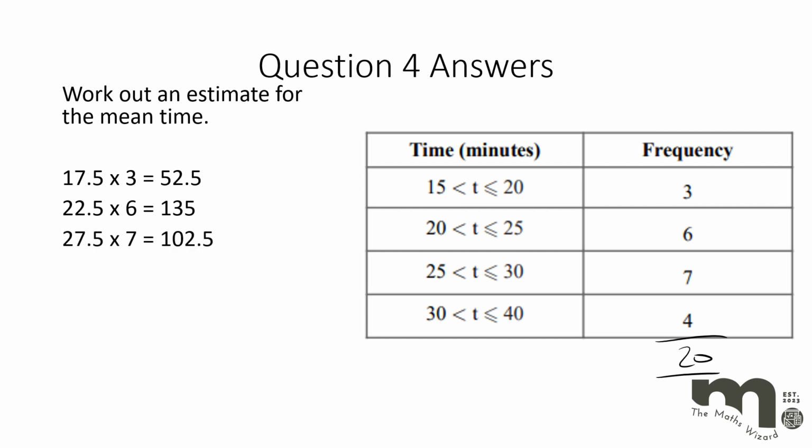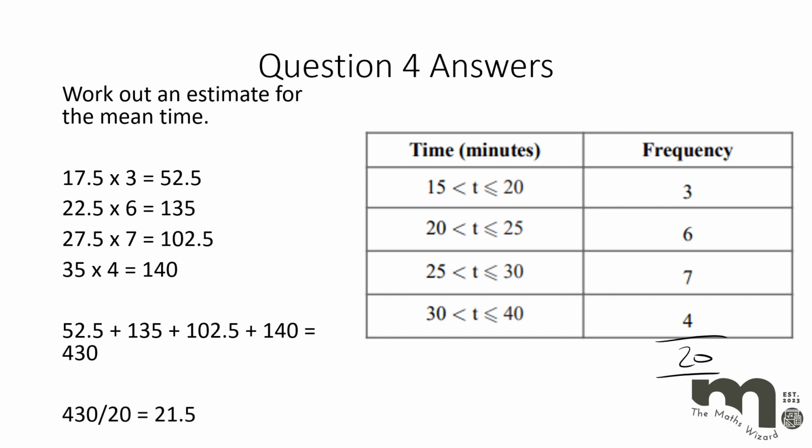27.5 is the midpoint for the third row, so we multiply that by 7. And 35 is the midpoint for the final row, and we multiply that by 4 to get 140. If we add up all of those numbers, we get 430, and we've got 20 values in this table. So if we divide that 430 by 20, we should get 21.5 minutes as our estimate for the mean.